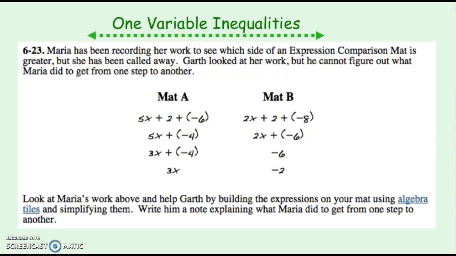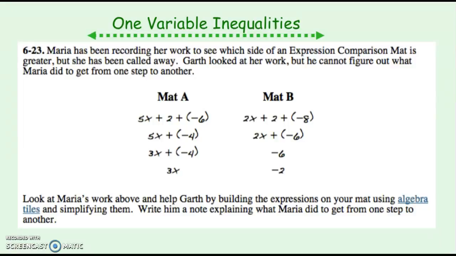6-23 is our first problem. Maria has been recording her work to see which side of an expression comparison mat is greater, but she has been called away. Garth looked at her work, but he cannot figure out what Maria did to get from one step to another. Look at Maria's work above and help Garth by building the expressions on your mat using algebra tiles and simplifying them. Write him a note explaining what Maria did to get from one step to another.